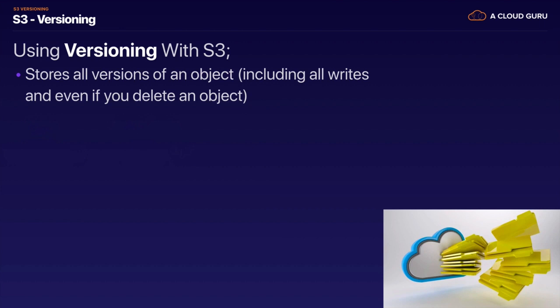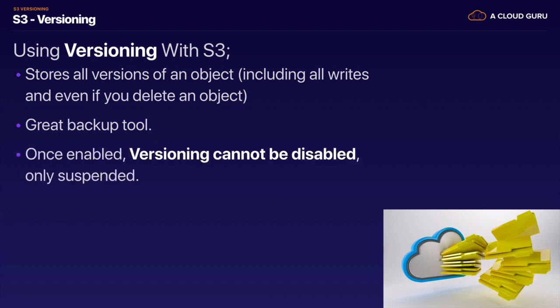So using versioning with S3, basically this is going to store all versions of an object, including all writes, even if you delete the object, and we'll see that when we log into the console. So versioning is a great backup tool, and once versioning is enabled on a bucket, it cannot be disabled. It can only be suspended. You can't go in and disable versioning. You have to delete the bucket and create a new one to completely turn it off.